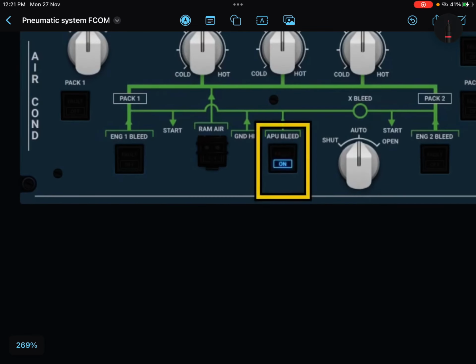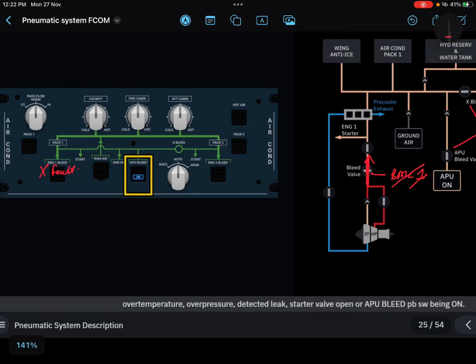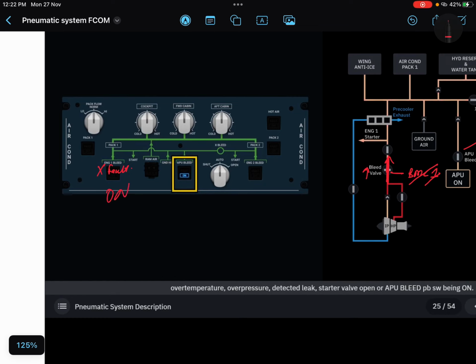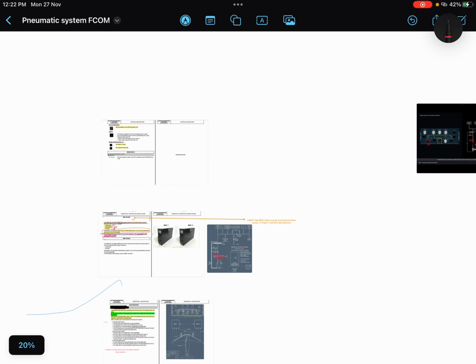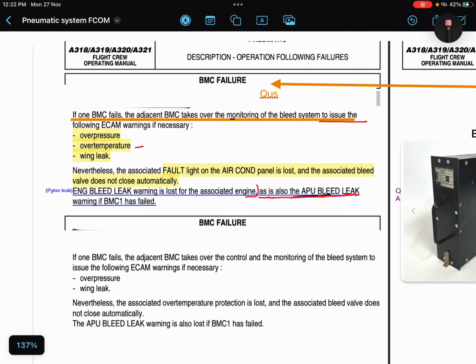Now will this fault light illuminate over here? No. Why? Because this fault light illuminates whenever there is a disagreement between this push button and this bleed valve. But now guys, see, there is no disagreement between this push button and this bleed valve. This is open and this is on. So there is no disagreement, so there will not be any fault light in this. Perfect. Makes sense. Now you can pause this video and read your FCOM for me. You will not find any difficulty understanding the whole BMC failure, right?